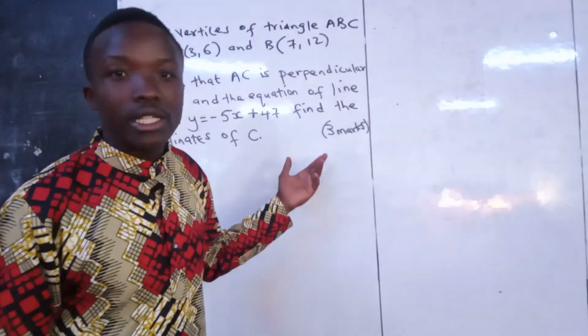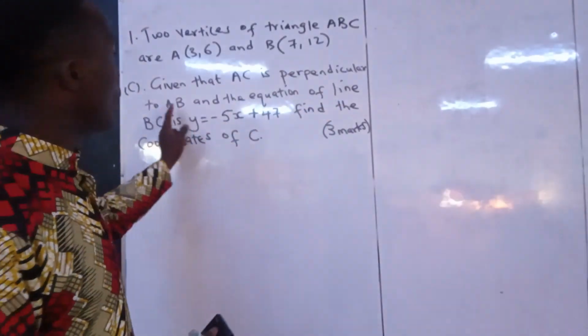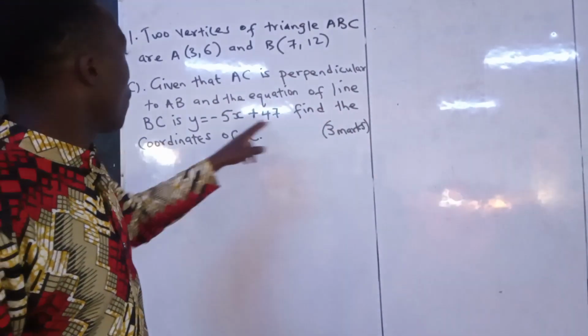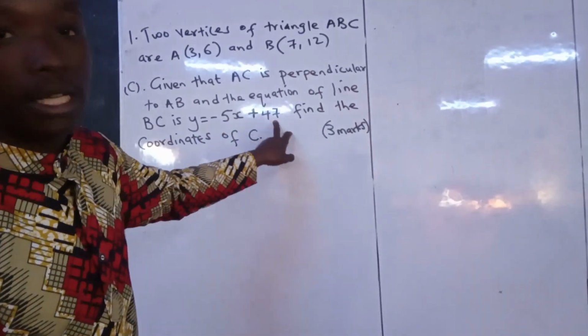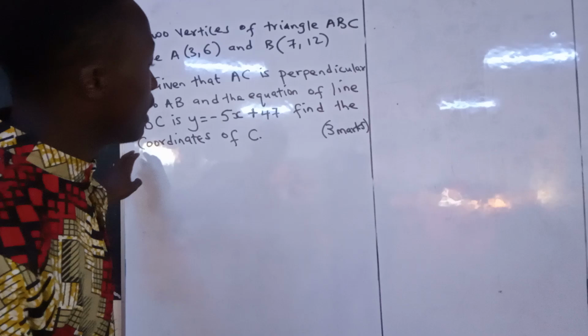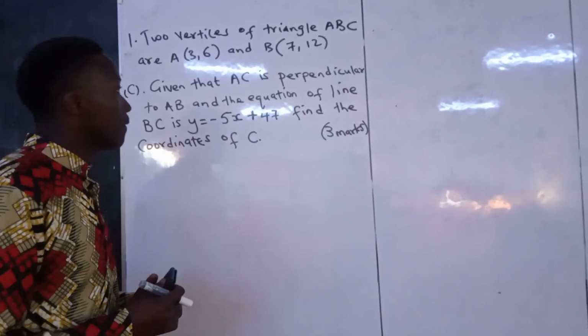And now our question C was reading, given that AC is perpendicular to AB, and the equation of line BC is y is equal to negative 5x plus 47. Find the coordinates of C.